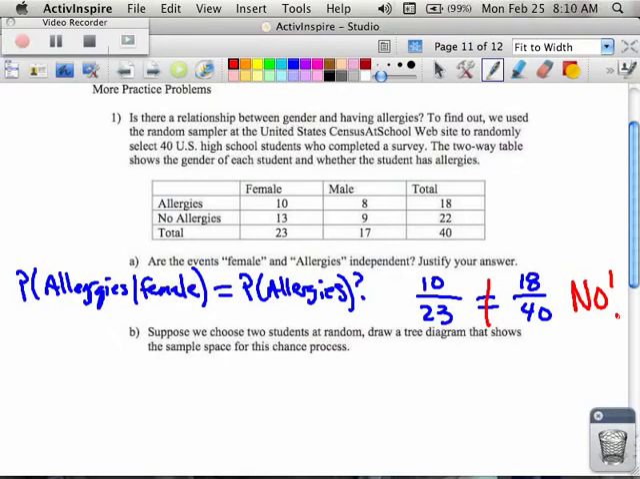Wait a minute. Wait, we're just doing female stuff. Right. So it is because it's 10 divided by 23 then. 23. So then no.